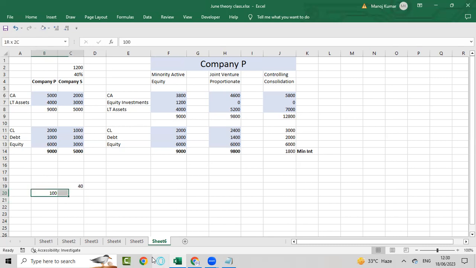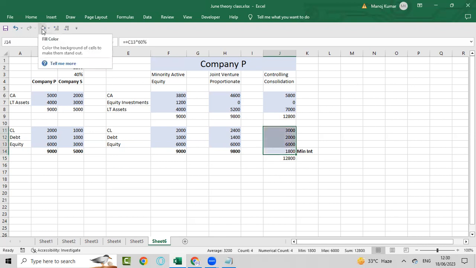Okay. Now let me explain again. These are the assets of company P and company S together, whole assets. These assets have been funded by current liability, debt, the parent company's equity 6,000, and other than the parent company, 1,800. So this way, the total is this. Now is it clear? Yes, sir.